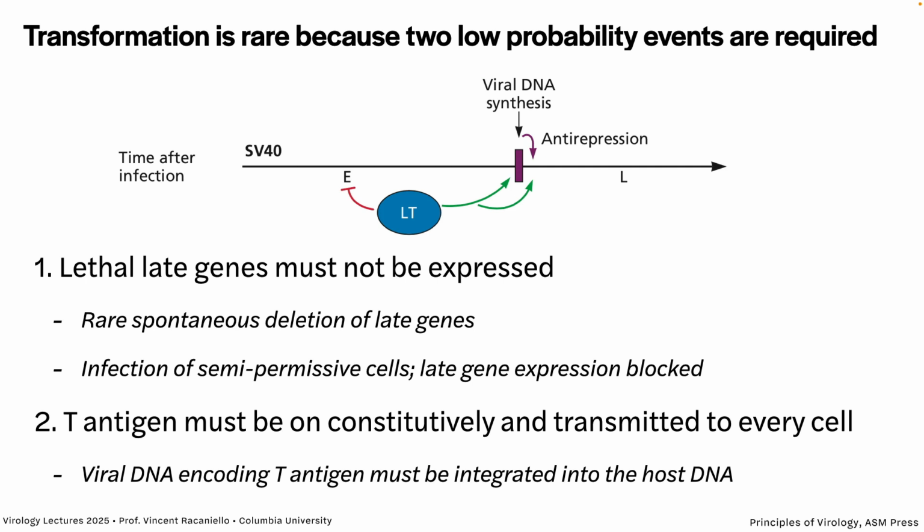How does that happen? Well, one way is by infecting semi-permissive cells where the virus can't get past that DNA synthesis. So now the late genes are not expressed. Or sometimes they get deleted. The late genes are spontaneously deleted because DNA always recombines, and that can cause it as well. You lose the late genes and now you don't kill the cell. And secondly, the T antigen has to be on all the time and transmitted to every cell. And that happens by integrating it into the host DNA. So one of the requirements here is that all these T antigen genes are integrated into the host DNA.